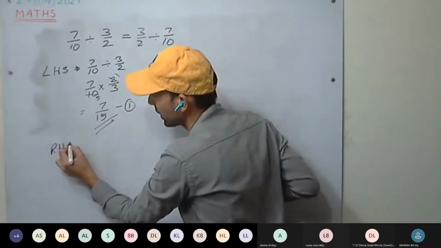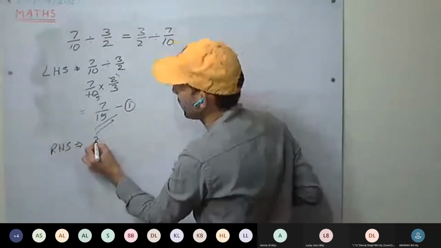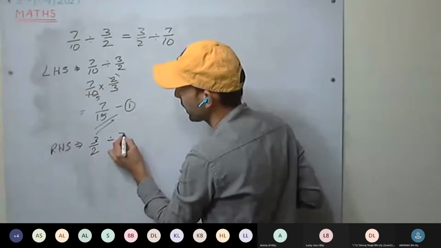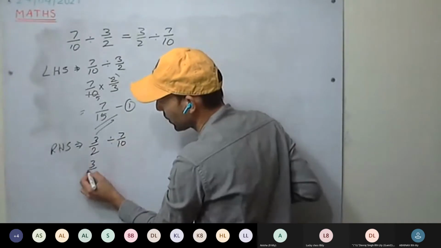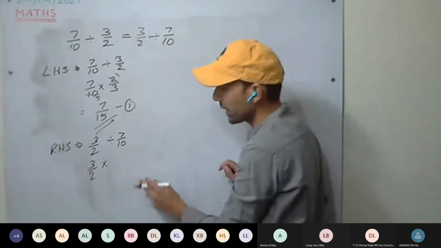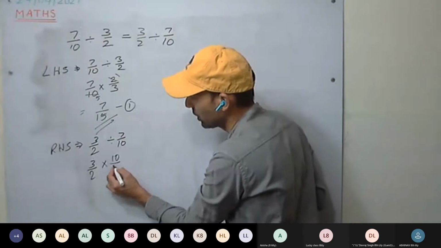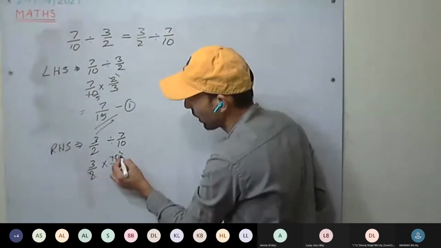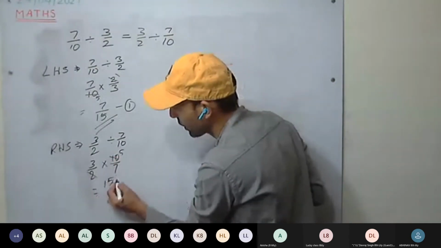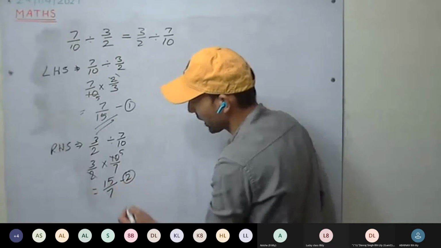Okay. Now take the right hand side. 3 upon 2 divided by 7 upon 10. Take the reciprocal and multiply. So 10 upon 7. 2, 5. How much are we getting? 15 upon 7. This is our second answer.